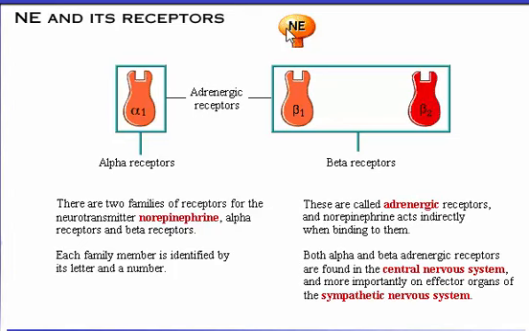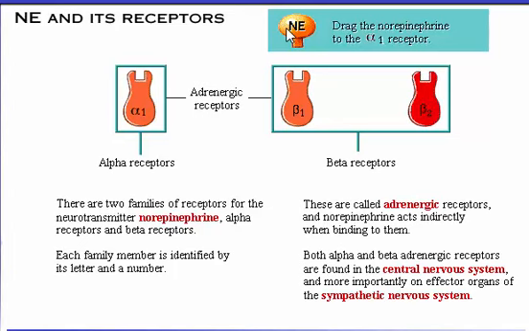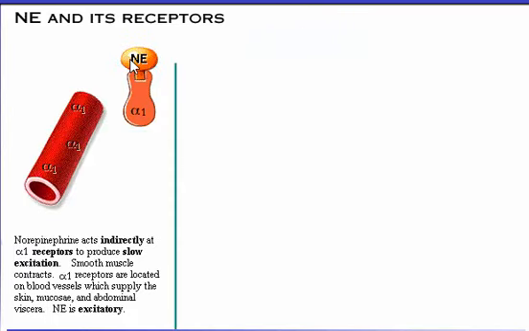Norepinephrine acts indirectly at alpha-1 receptors to produce slow excitation. This causes smooth muscle to contract. Alpha-1 receptors are located on blood vessels, which supply the skin, mucosae, and abdominal viscera. Norepinephrine is excitatory at alpha-1 receptors.